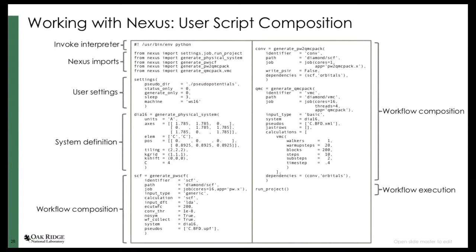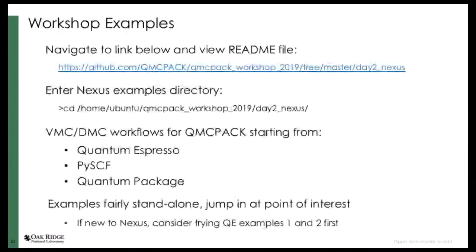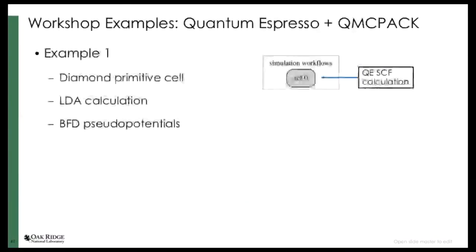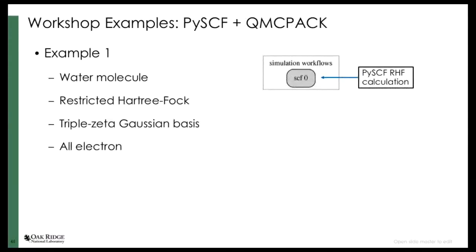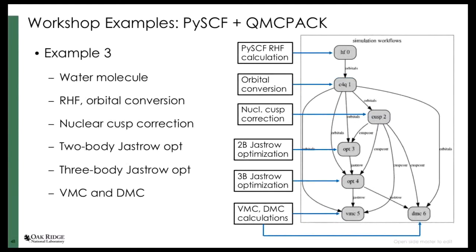So yeah, much more complicated workflows can be constructed in this way. You can see that in some of the examples. For example, this is what you actually need to do to get from restricted Hartree-Fock to DMC for the water molecule. These are actually all the steps you'd have to do yourself. But just by writing it out pretty simply in the Nexus file, it will take all of these steps.